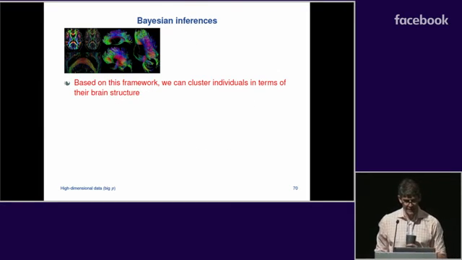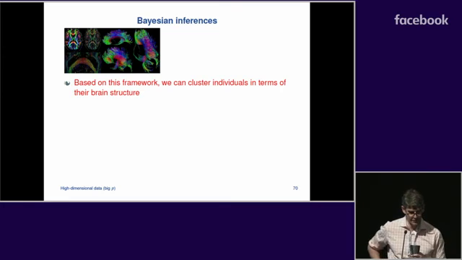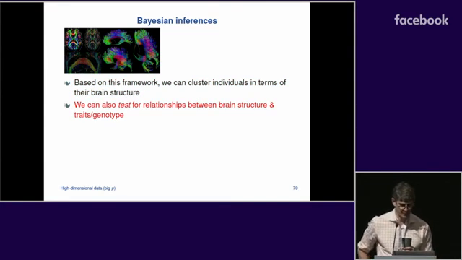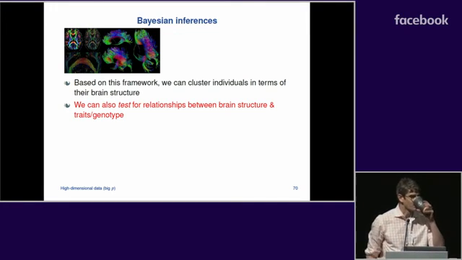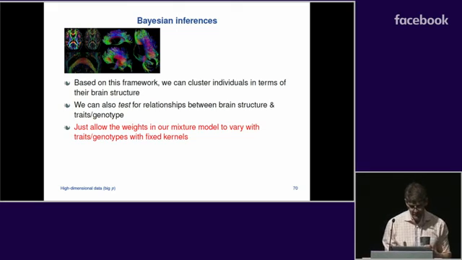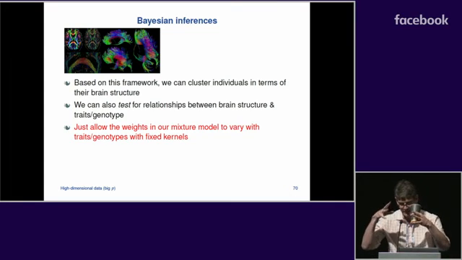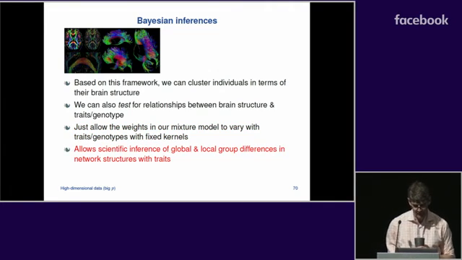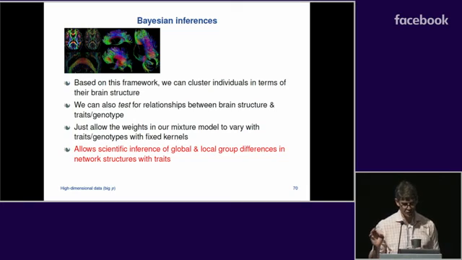Okay, so based on this framework, you're actually clustering individuals in terms of their brain structure, which is pretty cool. And we can test for relationships between brain structure and traits and genotype. Okay, so we just allow the weights in our mixture model to vary with traits with these fixed kernels. So the kernels provide a dictionary with which we can characterize brain graphs. Okay, and so this allows scientific inferences on global and local differences in network structure with traits.